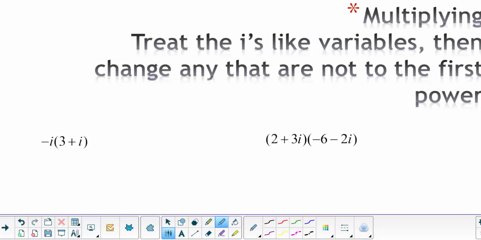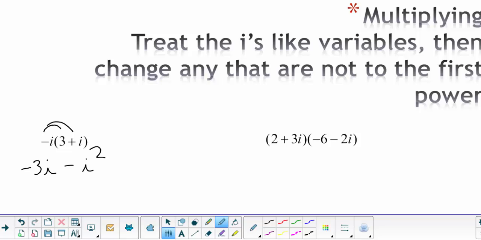All right, so multiplying. If we're going to multiply, we're just going to treat the i's like variables. And then we're going to have to adjust what we have as our solution. We'll talk about that here in just a minute. So I'm going to distribute my negative i through to both terms here. That's going to give me negative 3i. And then negative i times positive i would be negative i squared.